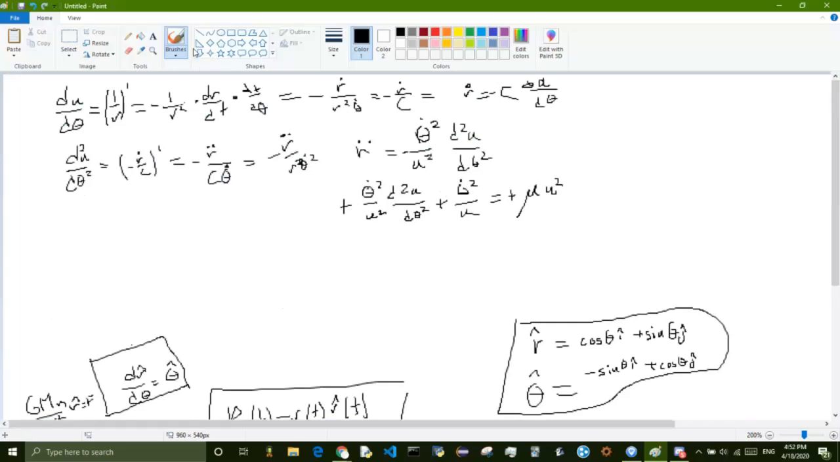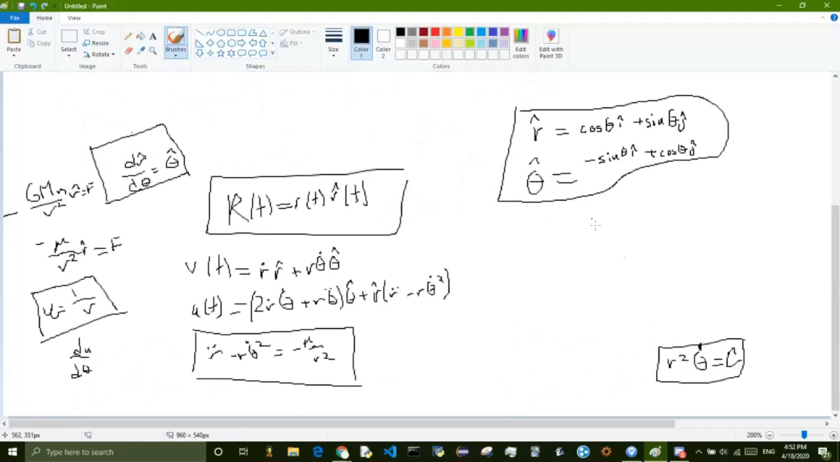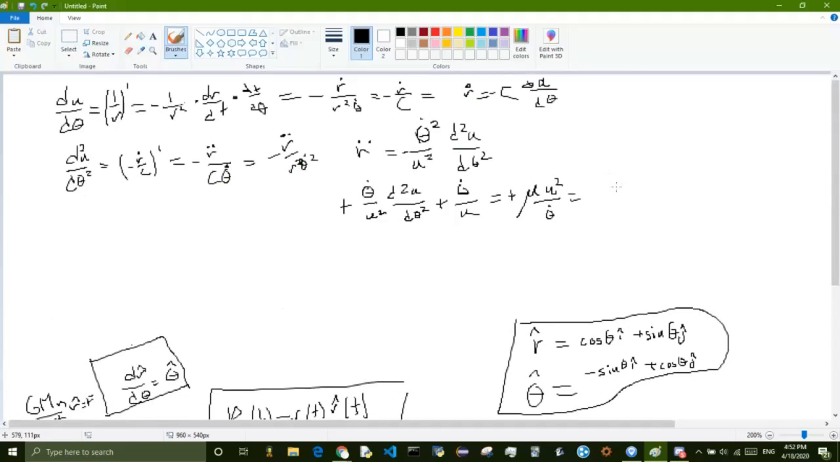And then we divide by theta dot on all of these. You divide by theta dot on all of them. Okay. Now let's not forget what u is. U is simply 1 over r, right? So this is mu over r squared theta dot, right? R squared theta dot is again just c, right? So this is again mu over c.